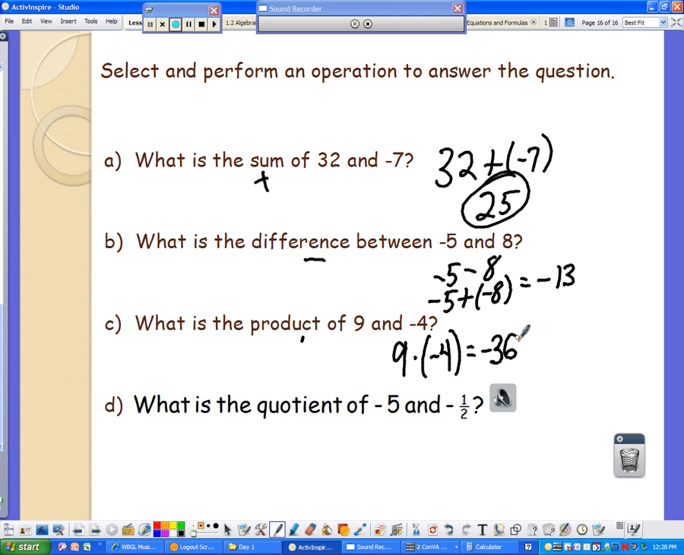And D, quotient. Remember, quotient means to divide. So I get -5 divided by -1/2. Whenever you divide fractions, remember you have to flip the second one to its reciprocal and multiply. So 5 times -2, which would give us +10. Okay. So go ahead, review any of the lesson that you need to, and then you may begin on your assignment.